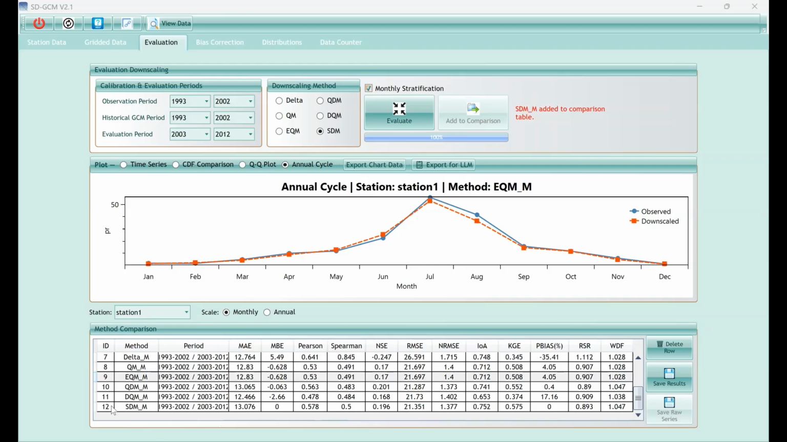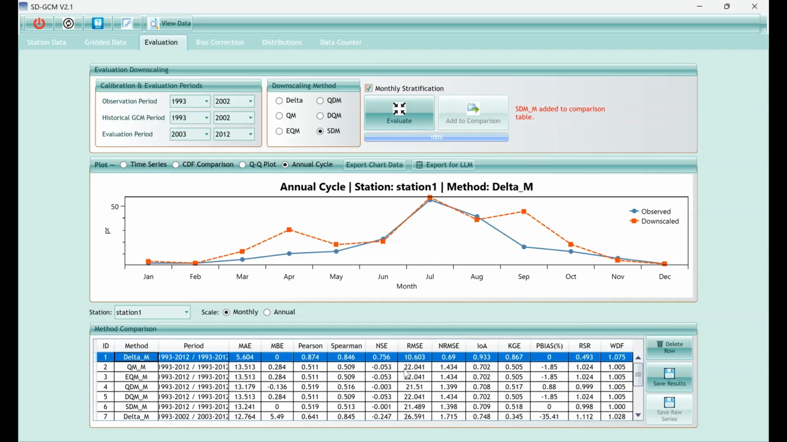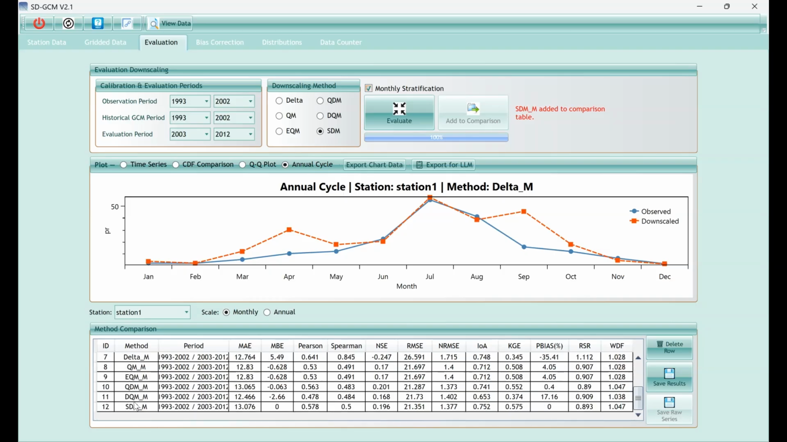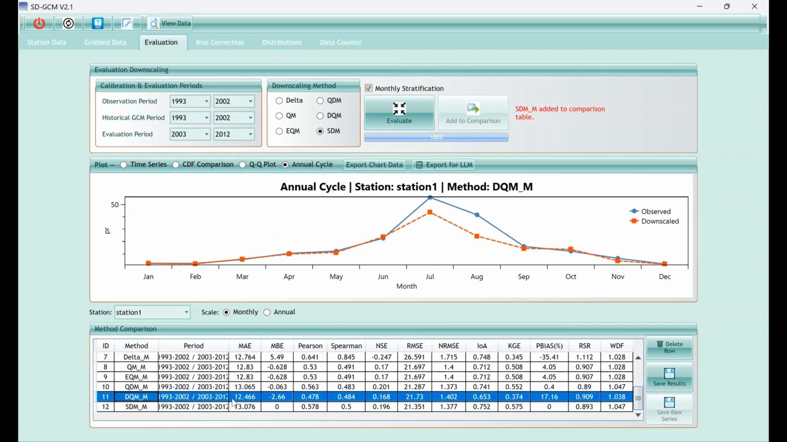The upper 6 rows correspond to the first experiment, where the same period, 1993 through 2012, was used for both calibration and evaluation. As expected, this represents the best-case scenario because the methods are evaluated using the same data they were calibrated on. The lower 6 rows correspond to the second experiment. Here, the methods were calibrated using data from 1993 through 2002 and then evaluated on an independent period from 2003 through 2012. This provides a more realistic assessment of how well each method performs on unseen data.